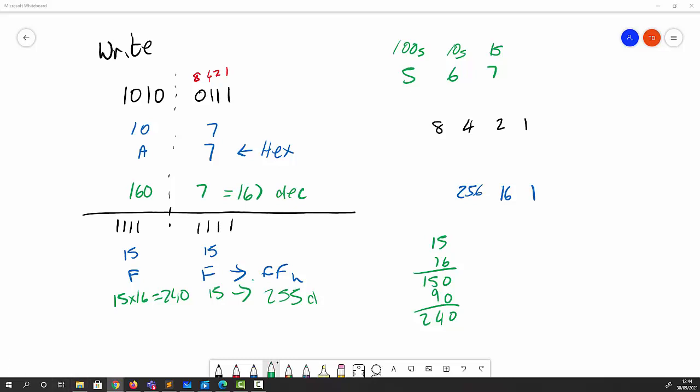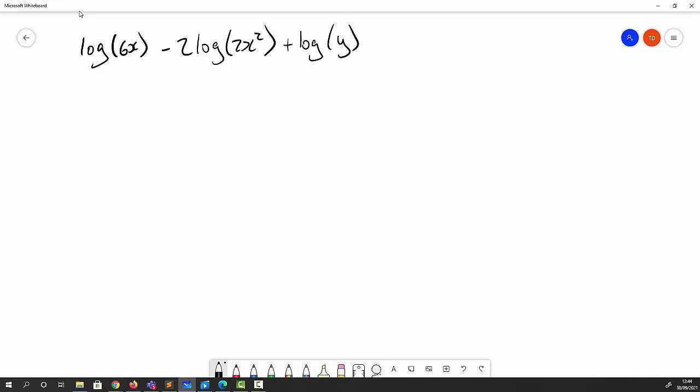Right, so now what I want to do is to clear the canvas, and I want to do this question, which is log of 6x minus 2 log 2x squared plus log of y minus 2 log of 3x equals 0. Okay.